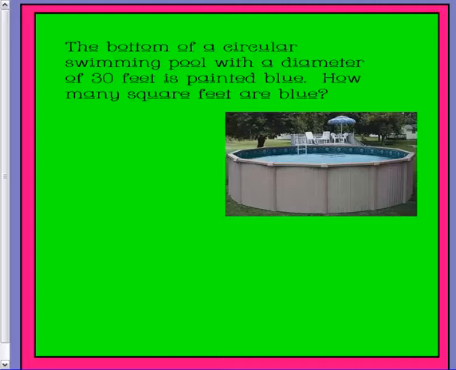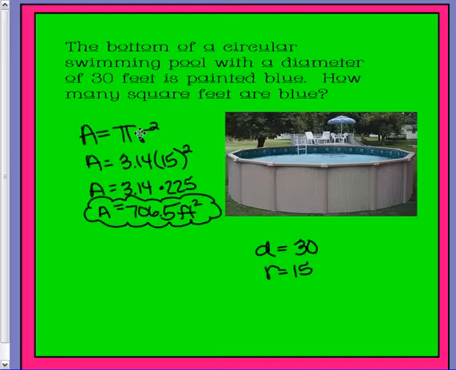All right, here we go. Okay, go ahead and look at my work. I squared my 15, which is 225, multiplied that by pi, and got 706 and 5/10 feet squared. But first thing that I did is I had to take my diameter and cut it in half. That's where I got that 15.